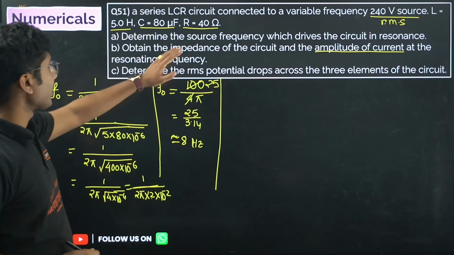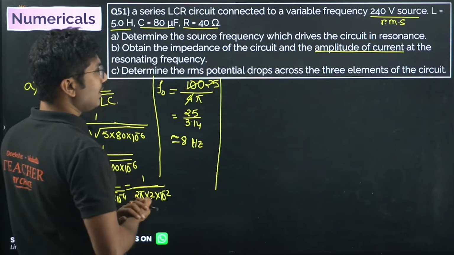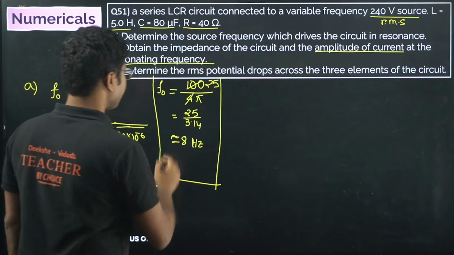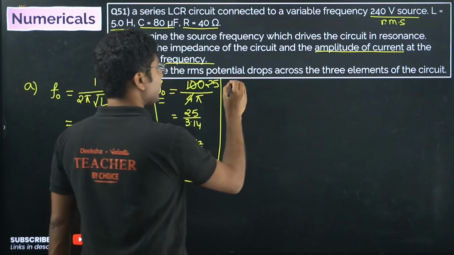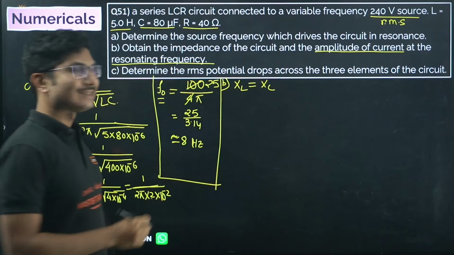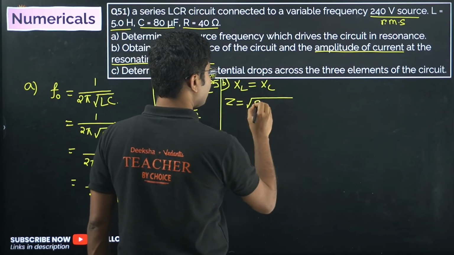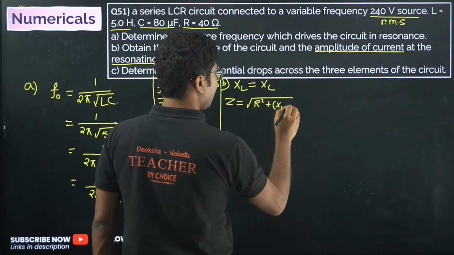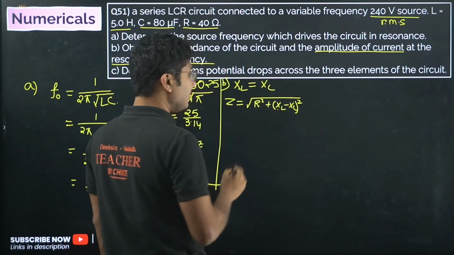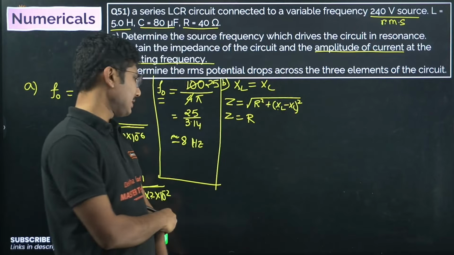Next part is where we are asked to obtain the impedance of the circuit and the amplitude of the current at the resonance frequency. You have to remember that at resonance, XL is equal to XC. This is part B. So what is impedance? Impedance is given by the square root of R squared plus (XL minus XC) whole squared. These two are equal, so XL minus XC will be 0. So impedance is simply R. The impedance of the circuit at resonance is equal to R.